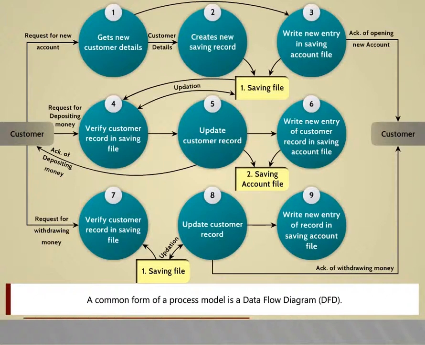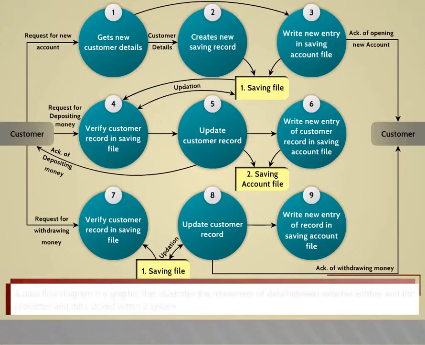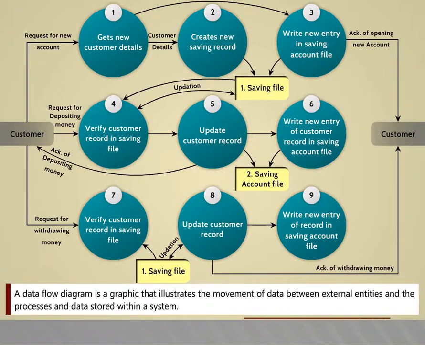A common form of a process model is a data flow diagram, DFD. A data flow diagram is a graphic that illustrates the movement of data between external entities and the processes and data stored within a system.